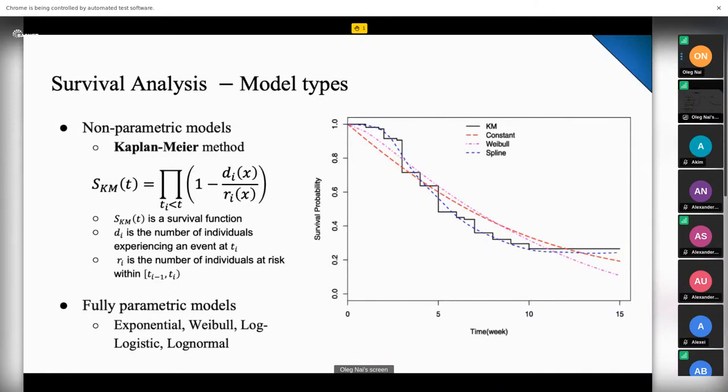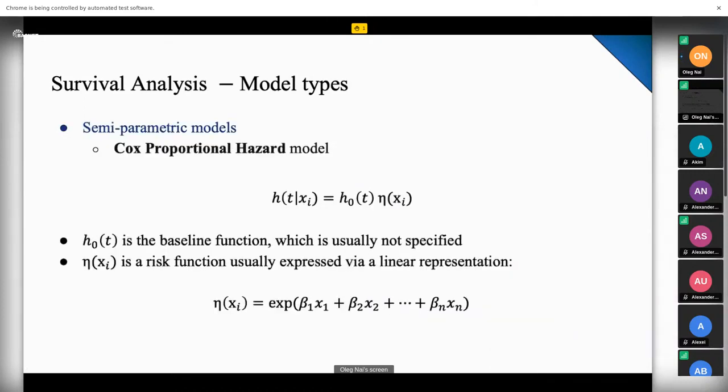So parametric models are better suited for forecasting and will return a smooth survival function. The most common of them are exponential, Weibull, log-logistic, and log-normal, as you can see on the slide. And the last one is a semi-parametric model, and one of the main models from this semi-parametric family is the Cox proportional hazard model, as you can see on the slide.